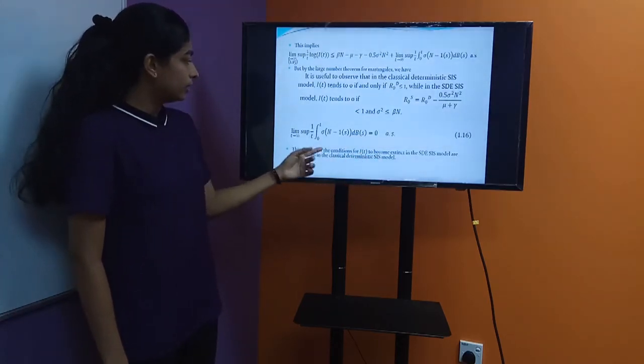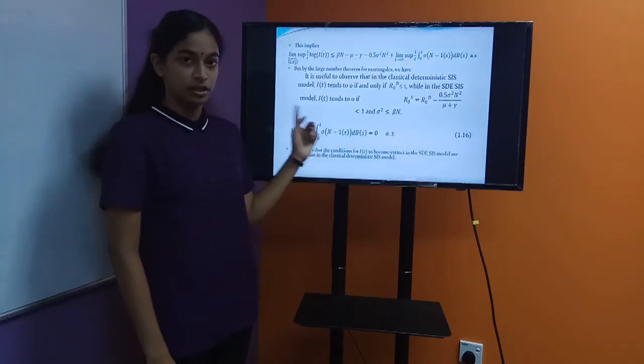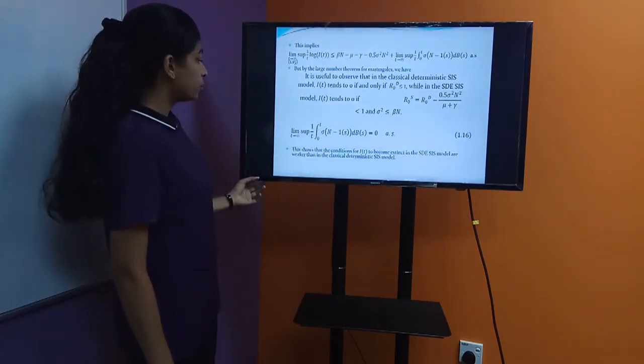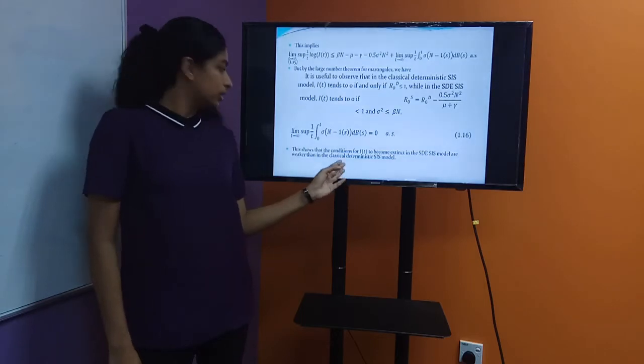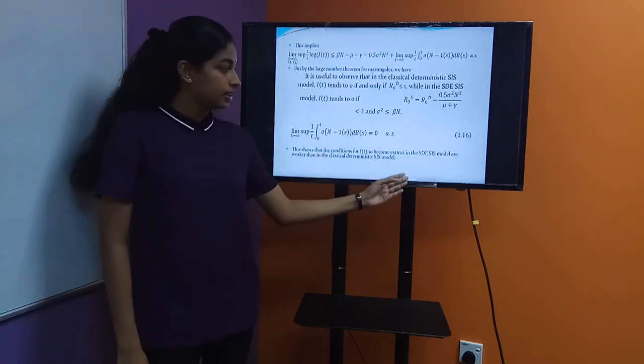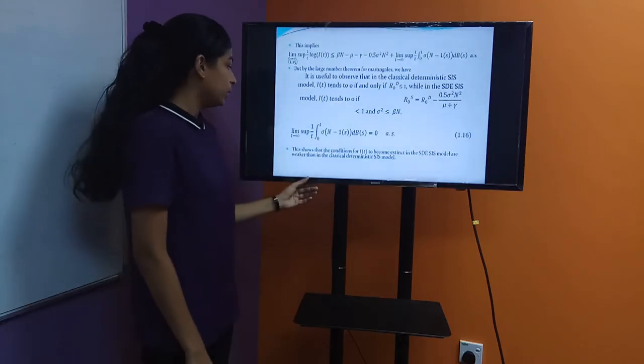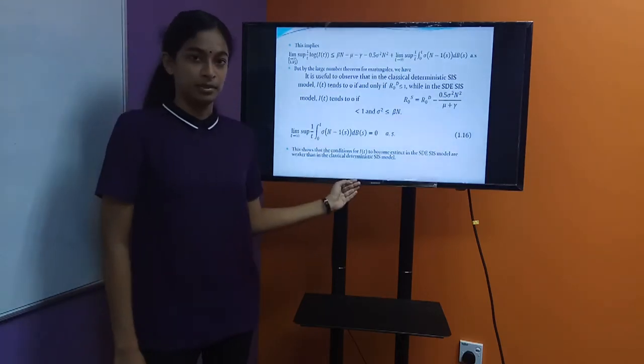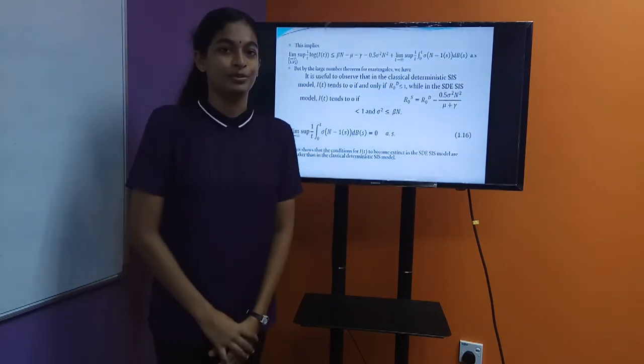Next, we consider equation 1.16. We find the limit and integrate it from t0 to t. This shows that the conditions for I(t) to become extinct in the SDE SIS model are weaker than in the classic deterministic SIS model. Thank you.